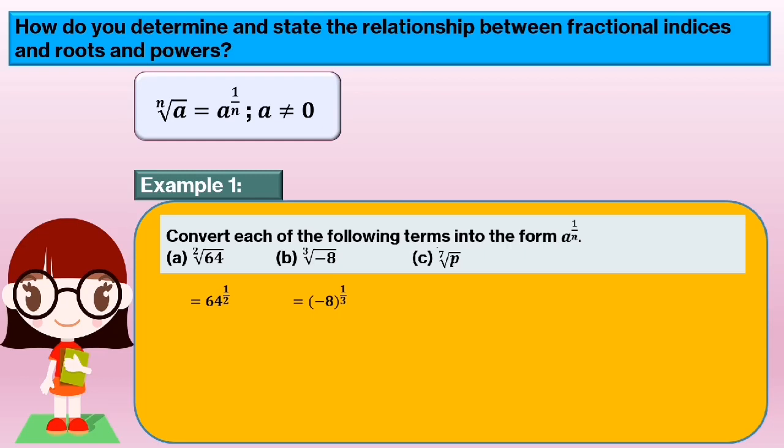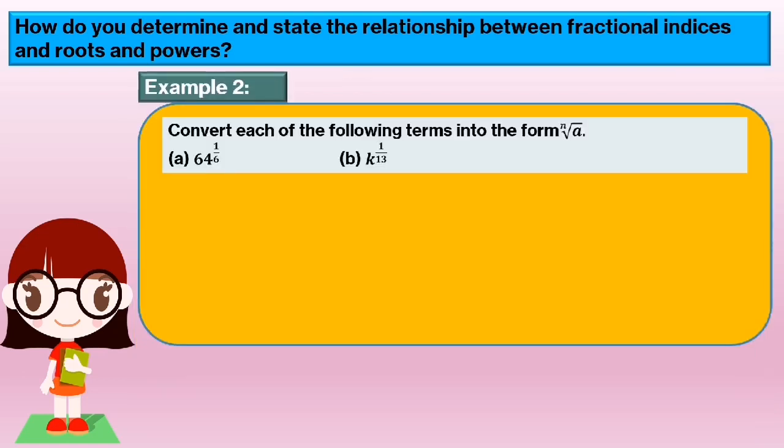Okay, so if here the number is 7, what do we need to do? We put the power of 1 over 7. So the answer is p to the power of 1 over 7. Example 2, convert each of the following terms into the form nth root of a. So for question A, 64 to the power of 1 over 6. The base is 64, so we write 64, and the root is 6.